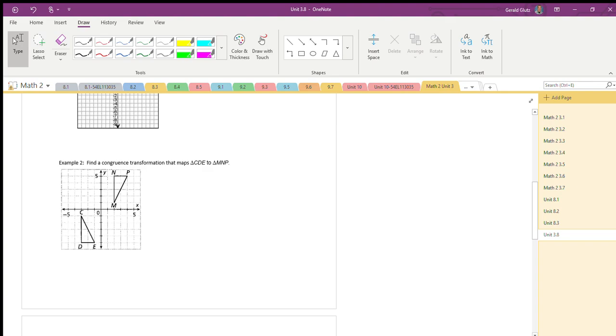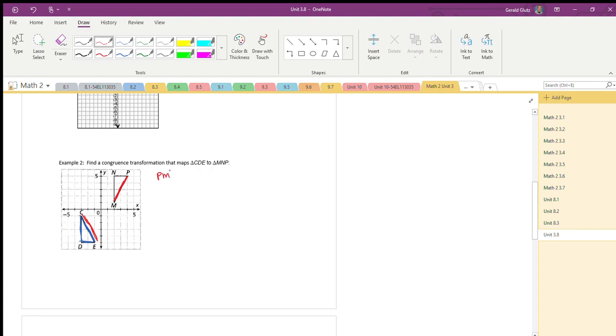So if I do example 2 here, and I want to know, how do we go from CDE, so how do we go from this blue triangle to this one over here? So what type of transformation do we do? So what I'm going to do is I'm going to take one of the diagonal lines. So I'll take this line and find its slope. And then I'll find this line's slope as well.